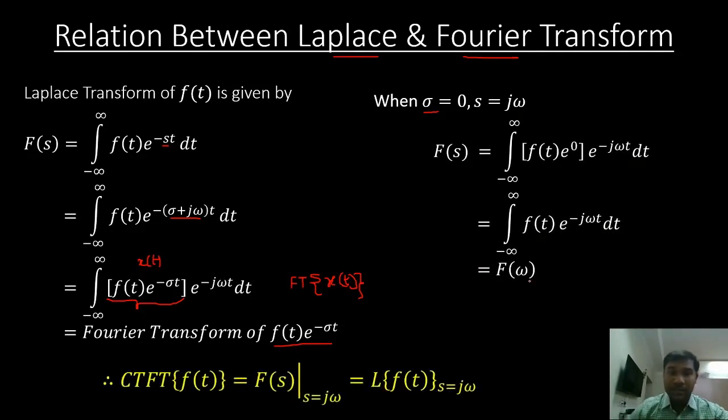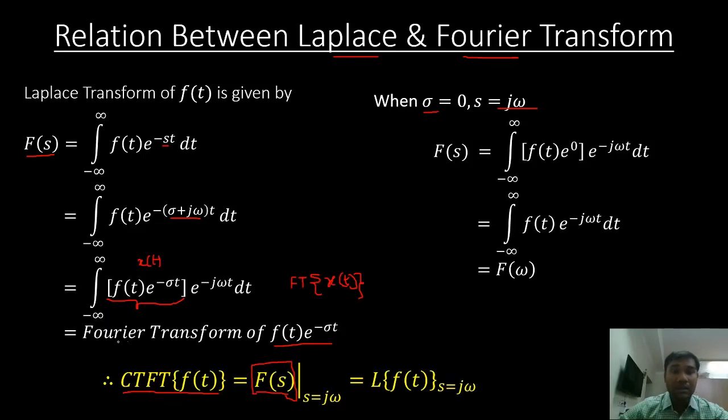So now what can we say? Fourier transform of f of t, in this case I'm calling it continuous time Fourier transform just to differentiate it from DTFT. So Fourier transform of f of t is nothing but F of s when s equals j omega. F of s, in place of s, if I substitute j omega, that is nothing but my Fourier transform. If I take the Laplace transform F of s, and substitute s equals j omega, I'll arrive at my Fourier transform.